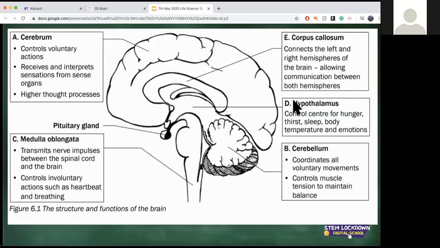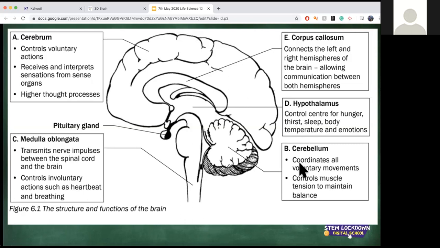So the cerebrum controls voluntary actions. Anything that you choose to do, if you choose to pick up your pen and you pick up your pen, that's your cerebrum. Higher thought processes, so reasoning, thinking about things, that is your cerebrum. Your corpus callosum is right in the middle, and it connects the left hemisphere with the right hemisphere. So there's communication between the two hemispheres. There's always signals firing between your left hemisphere and your right hemisphere. And the corpus callosum connects the two parts.